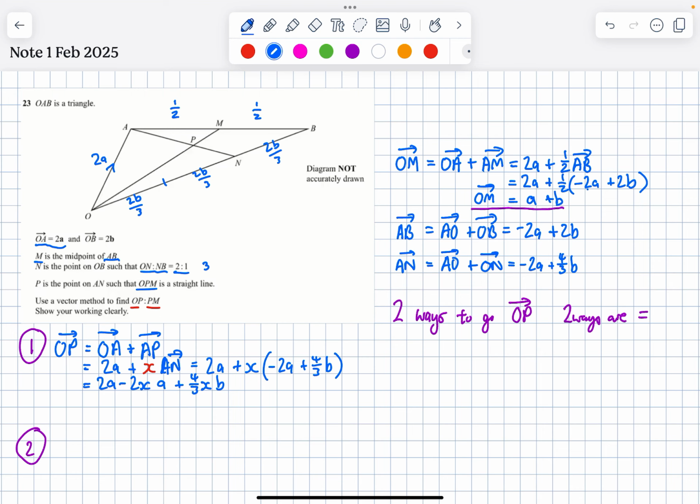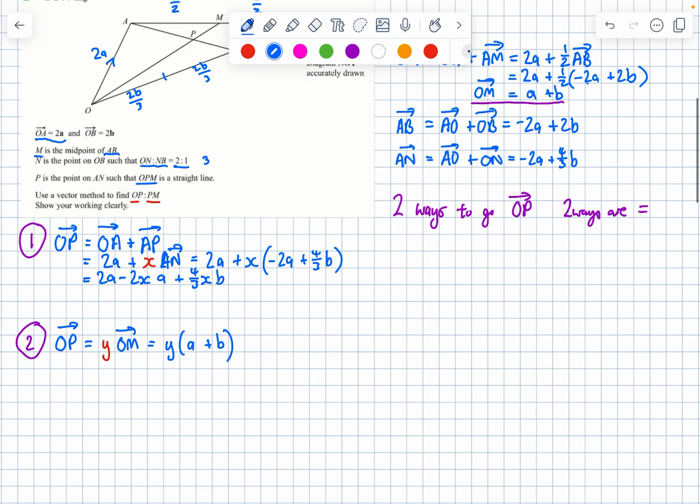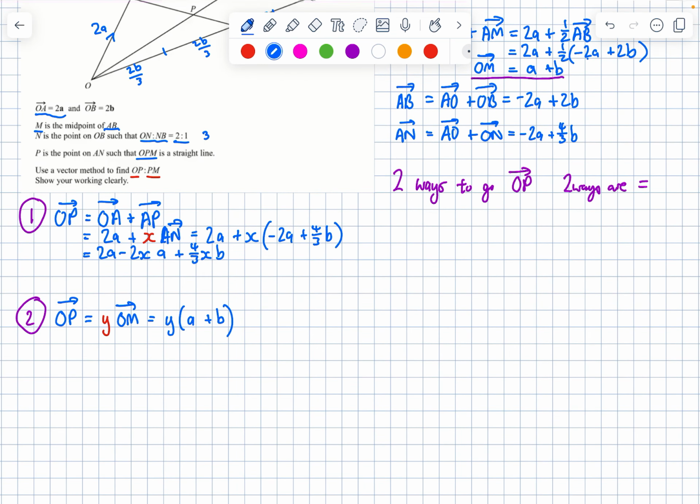Now let's do my second route to get from O to P. I'm going to take the direct route. I'm just going to do y times OM, which equals y times A plus B. Now I've got two routes, and those routes should be equal to each other because I'm going to end up at the same place. So that means that 2a minus 2xa.